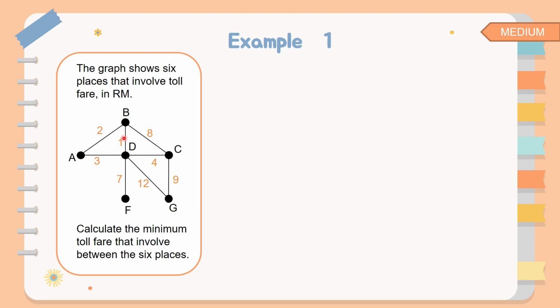This is the edge that represents the toll fare for this graph, which means this 2 is RM2. The toll fare to go from A to B is RM2. This is how we translate this graph. I don't know the word for menterjemah in English, so I'm saying it in Malay. Represent, yes. RM2 represents the edge for this toll fare. Now the question is asking to calculate the minimum toll fare involved between the 6 places.